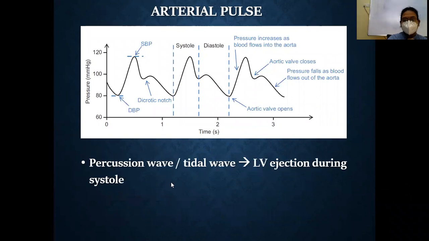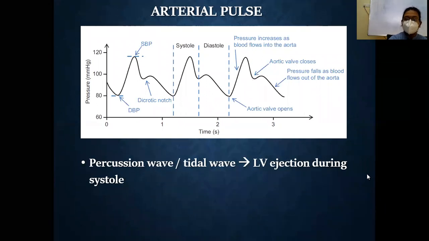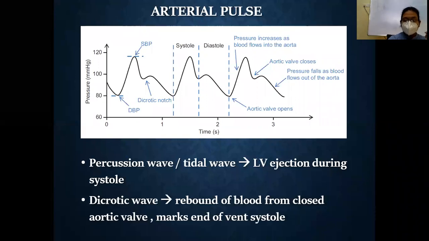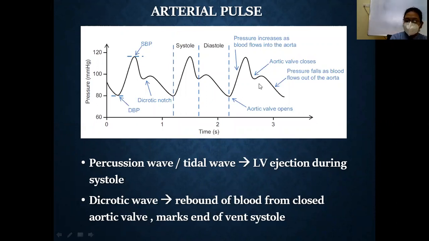So then we have the percussion wave or the tidal wave, this one. This one is the percussion wave or the tidal wave that represents the left ventricular ejection during the systole, and the dicrotic wave is this one. Okay, now when there is sudden closure of the aortic valve, there is some rebound of blood which occurs. So because of which you see after the dicrotic notch you have a small hump over here. So that represents rebounding of the blood against the closed aortic valve. And this dicrotic notch also represents end of the ventricular systole.